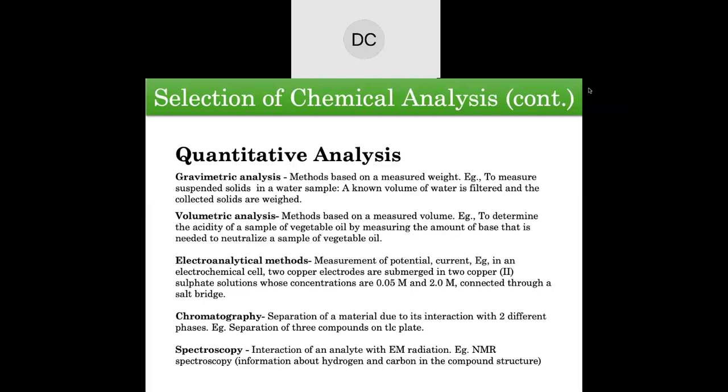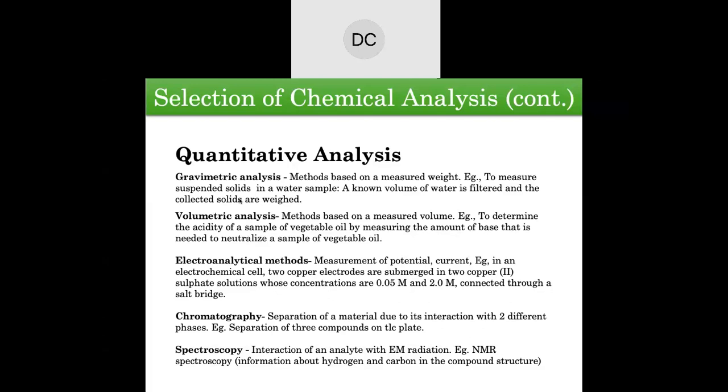Okay, thank you. So, next, we move to the quantitative analysis. Quantitative, dia ada lagi beberapa pecahan. There are few types of quantitative analysis. This will be learned specifically nanti, especially the gravimetric analysis, where it involves measuring weight. Biasanya kalau kita nak tahu weight of a solid, contohnya to measure a suspended solid in a water sample.